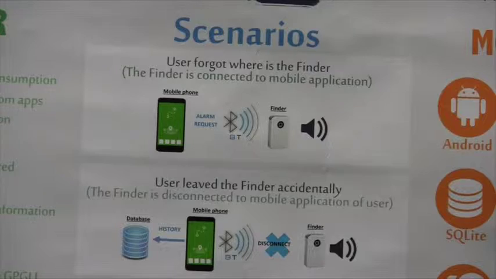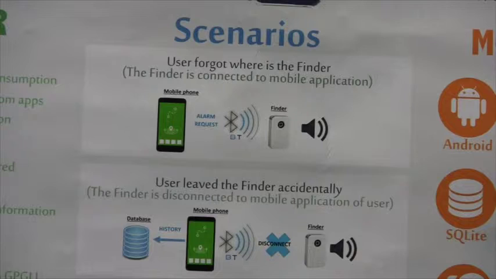And the first scenario is when the user is disconnected from the Finder and wants to know the location of the Finder. First of all, the mobile phone will phone the Finder, and then the Finder receives the phone call and will send an SMS message immediately to the mobile phone. The text message includes the GPGLL GPS data. When the mobile phone receives it, it will calculate the data, display the Google Map to the user, and also save the GPS location into the database.